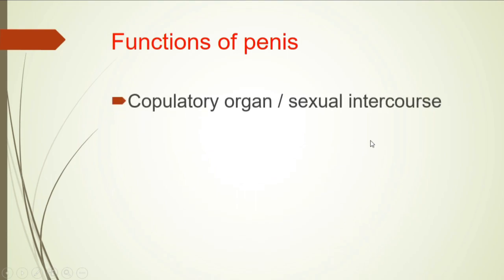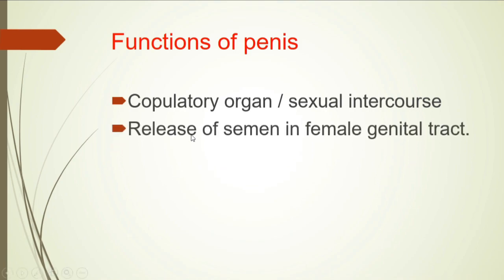And finally we will see the functions of the penis. First function, the penis is a copulatory organ which plays a very important role in sexual intercourse. It releases the semen in the female genital tract during the act of sexual intercourse. And the final function is that it helps in the elimination of urine. So these are a few functions of the penis.